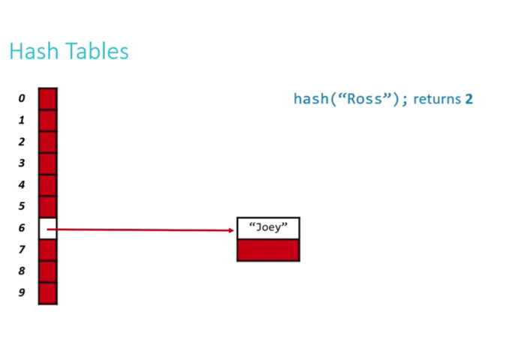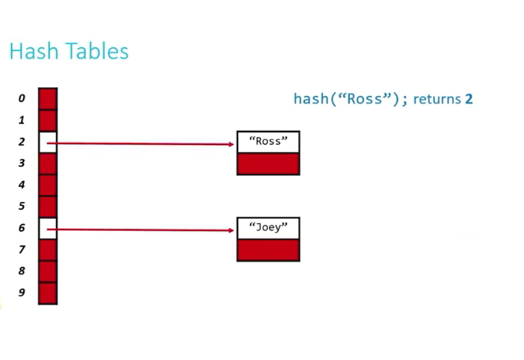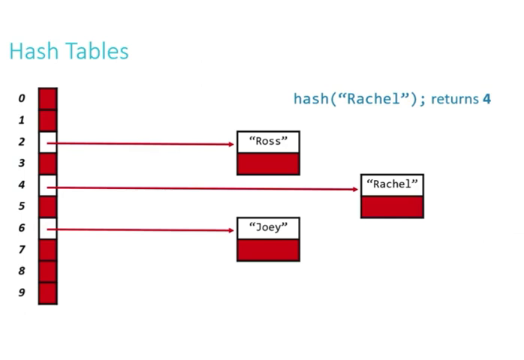Let's now hash Ross. And let's say Ross, when we do that, the hash code we get back is 2. Well, now we dynamically allocate a new node. We put Ross in that node, and we say now array location 2, instead of pointing to null, points to the head of a linked list whose only node is Ross. And we can do this one more time. We can hash Rachel and get hash code 4. Malloc a new node, put Rachel in the node, and say array location 4 now points to the head of a linked list whose only element happens to be Rachel.